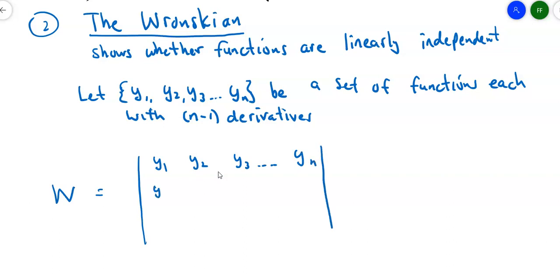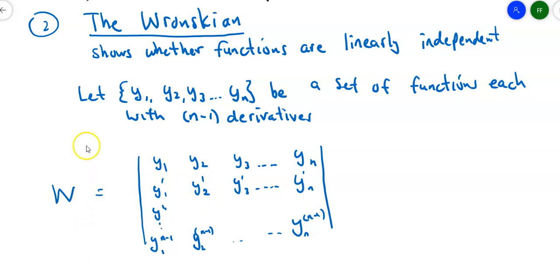Then from there, we're going to take a derivative. So we're going to take the first derivative of y sub 1, the first derivative of y sub 2, the first derivative of y sub 3, until we get to the first derivative of y sub n. Then we're going to take the second derivative and so forth until we get to the n minus first derivative of y1, the n minus first derivative of y2, and the n minus first derivative of y sub n, which is why we need to have at least n minus 1 derivatives. Then you evaluate the determinant. So that is the Wronskian.